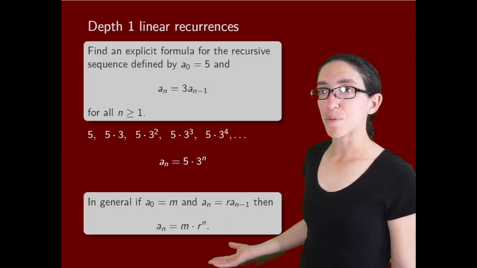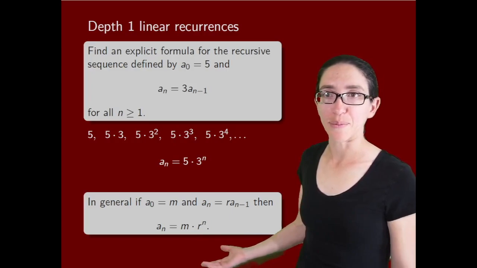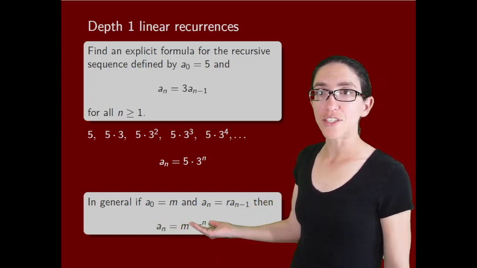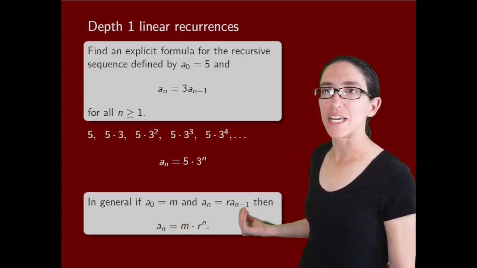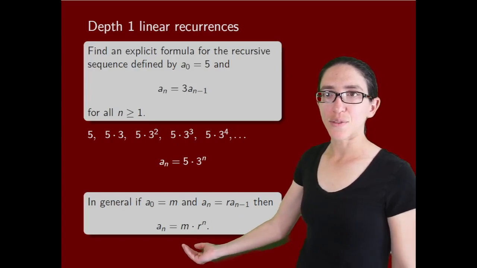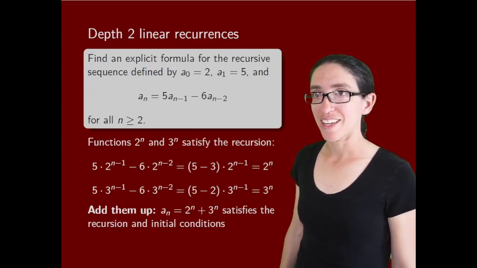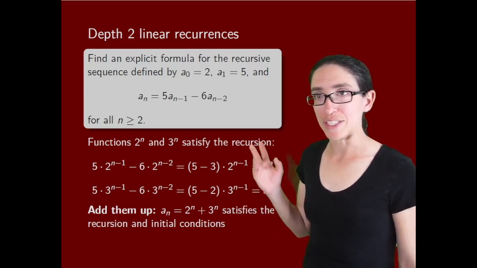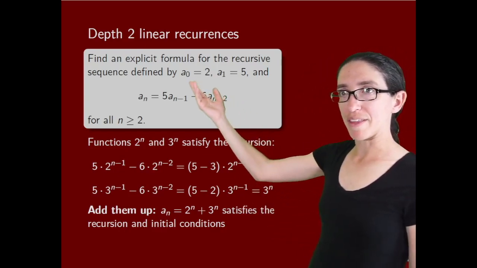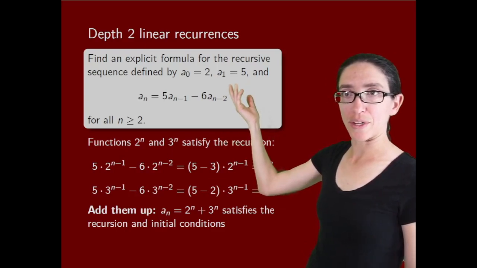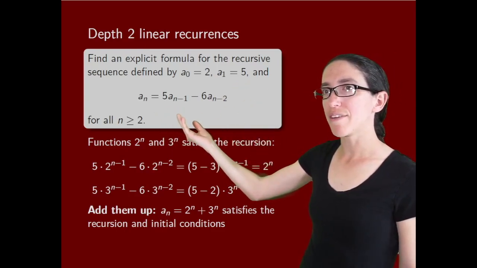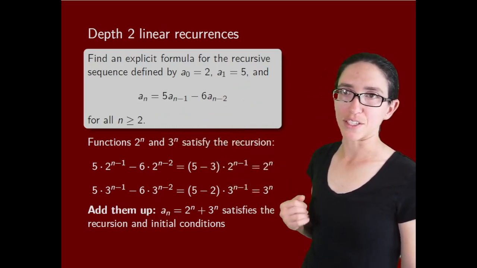And in general, for depth 1 recursions, this is always going to happen. If a sub 0 equals m is your initial condition, and a sub n equals r times a sub n minus 1, then it's going to be m times r to the n for the nth step. Depth 2 is a lot more interesting. Let's now find an explicit formula for the depth 2 recursion defined by the initial conditions a0 equals 2, a1 equals 5, and a sub n equals 5 a sub n minus 1 minus 6 a sub n minus 2.